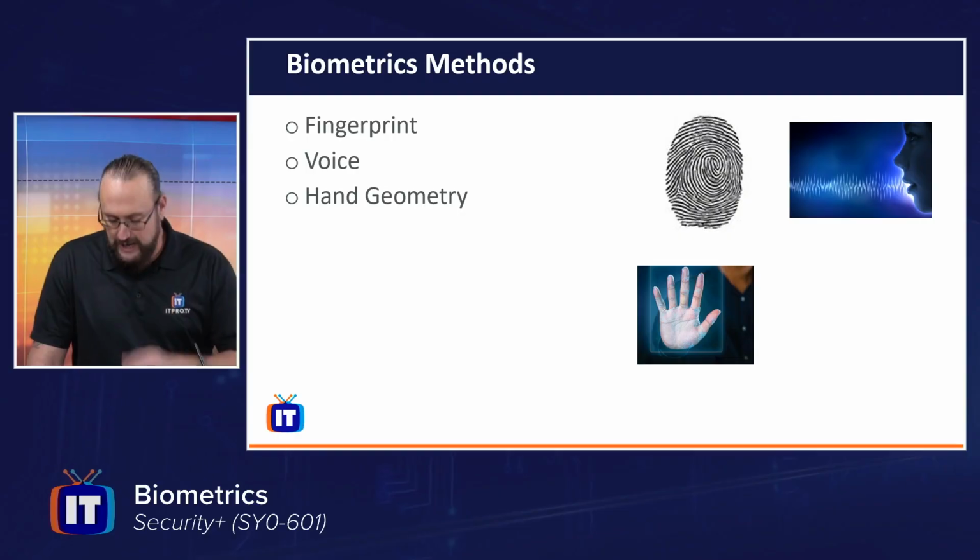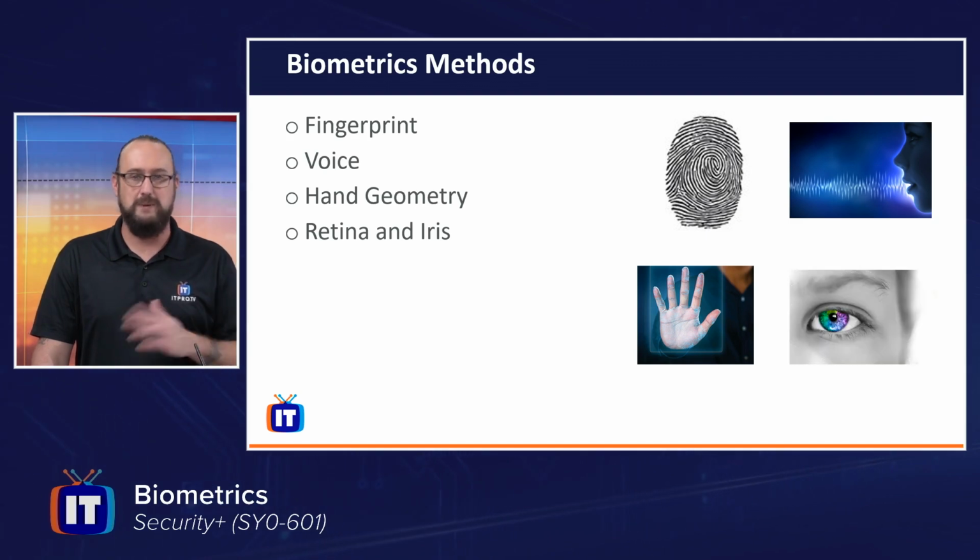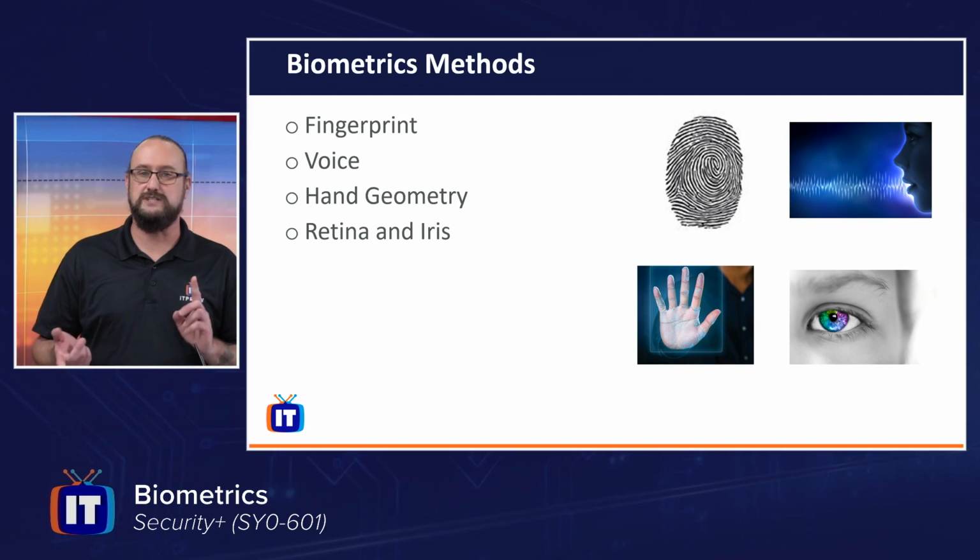Yeah, that's right. So, hand geometry scanner. Now, I went ahead and combined a couple of these here because it's really all based around your eye, right? A retina scanner versus an iris scanner.